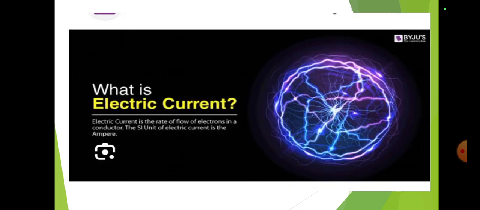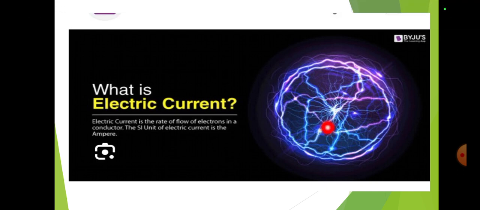What is electric current? Electric current is the rate of flow of electrons in a conductor. The SI unit of electric current is the ampere. You know about current when you get a shock, a jhatka. That is called current. So electric current is the rate of flow of electrons in a conductor.